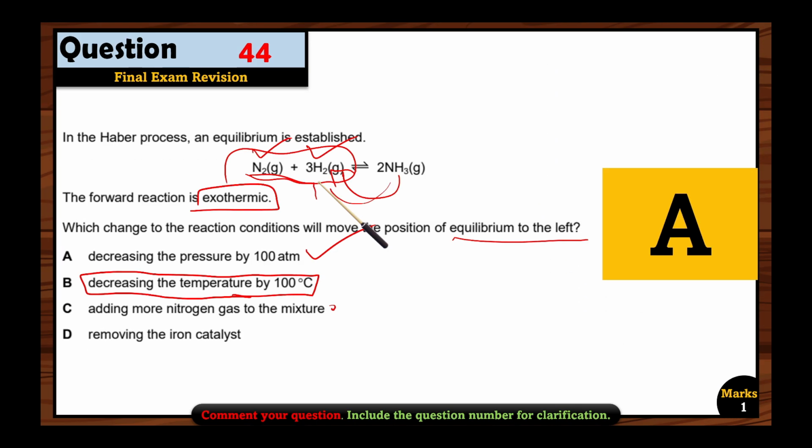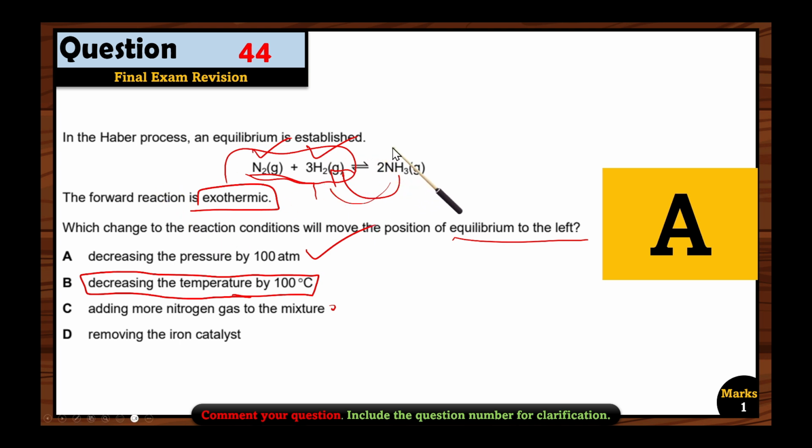Okay, let's see question 44. In the Haber process, an equilibrium is established. The forward reaction is exothermic. Which change to the reaction condition will move the position of equilibrium to the left? So what does it mean? We have to shift the position of the equilibrium towards the left side, right? So when we have to shift the equilibrium toward the left side, it means we need the reactants. We don't want the product.